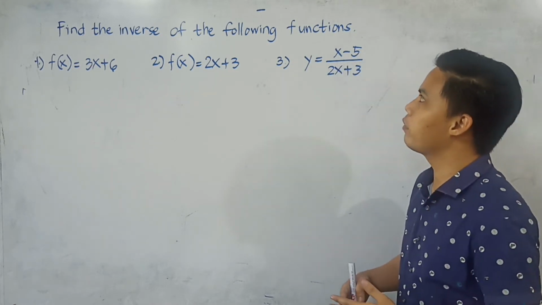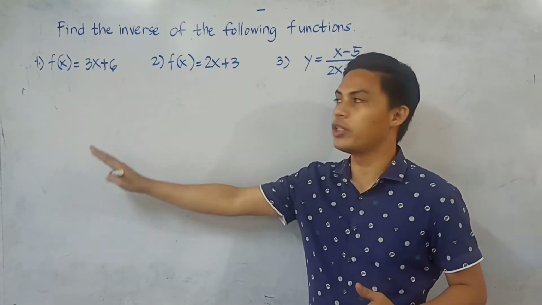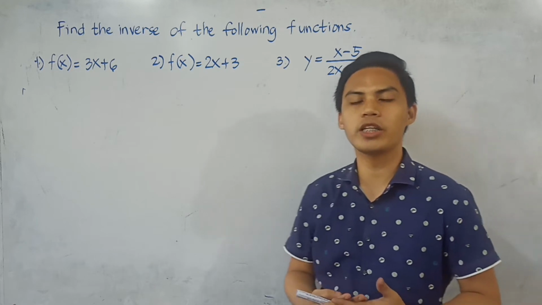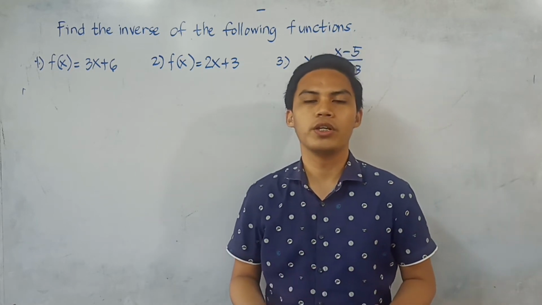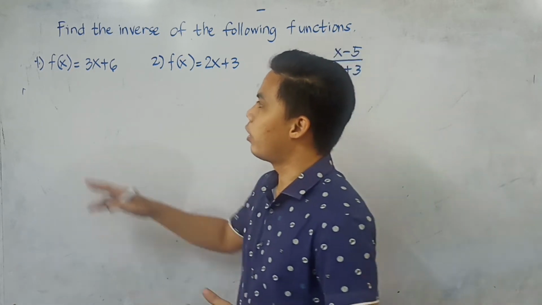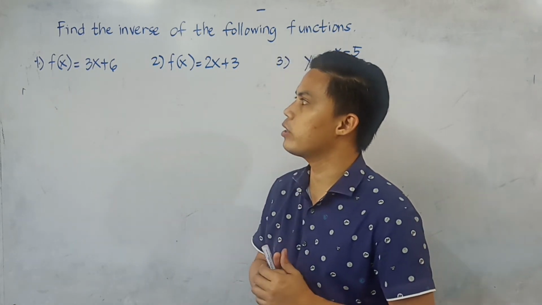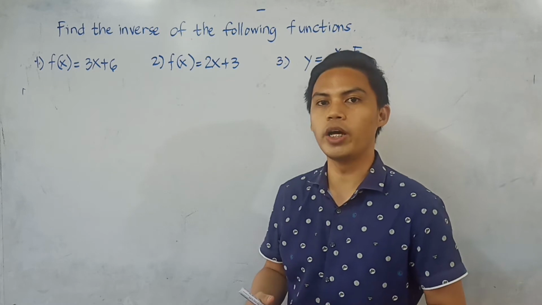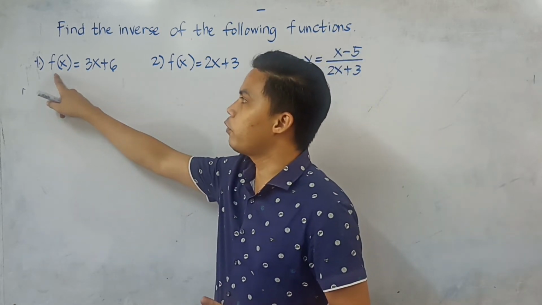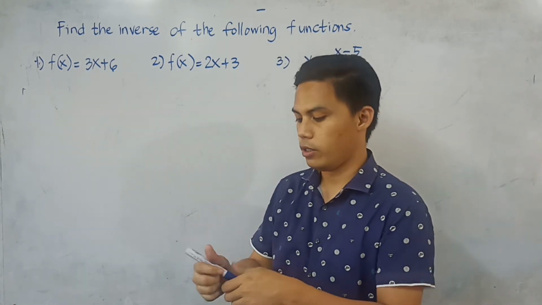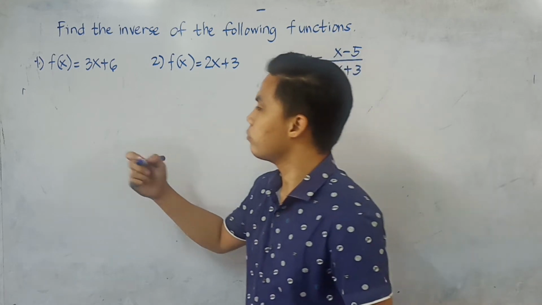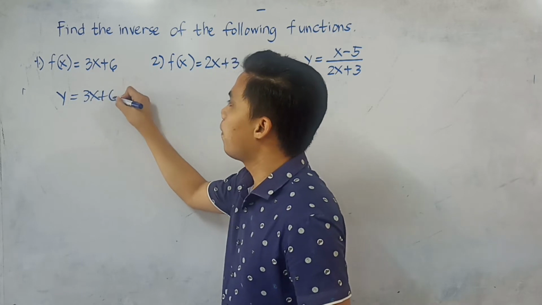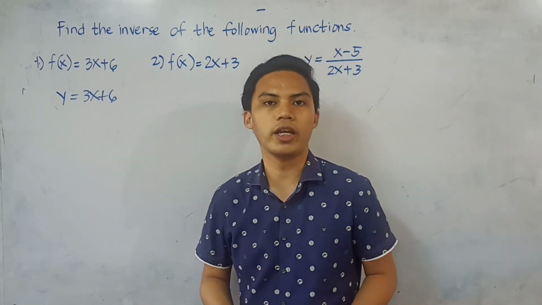So we're going to find the inverse of the following functions. These three functions are one-to-one functions. So hahanapin natin yung kanilang mga inverse. Okay, step by step, we have number 1, f of x is equal to 3x plus 6. Step 1, we're going to replace f of x with y. So, magiging y is equal to 3x plus 6. Okay. Ano yung second step?